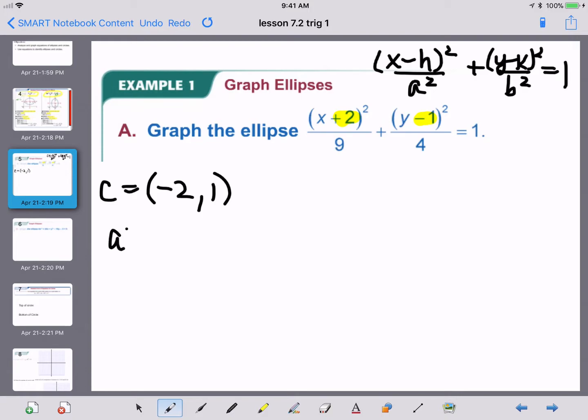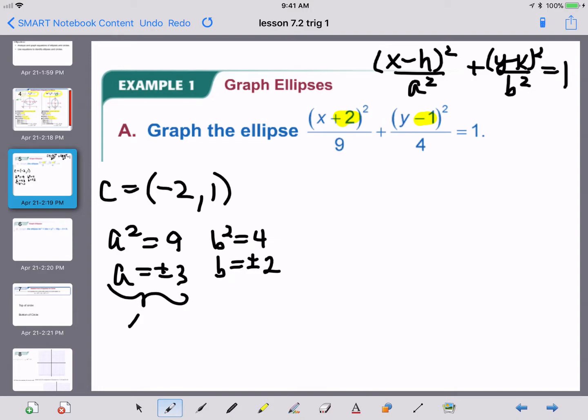Now, our a squared is 9, so our a value is plus or minus 3. Our b squared is 4, so our b value is plus or minus 2. Now this is what's going to change our x values, and those are going to be vertices. So the b's were under the y, so they're going to change the y values, and they're going to be called co-vertices. Now let's go ahead and do that.